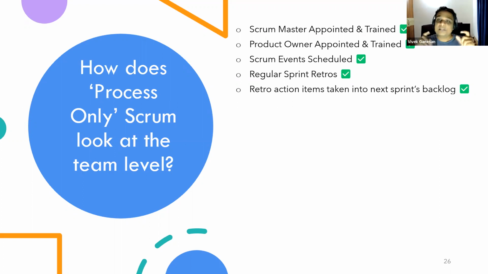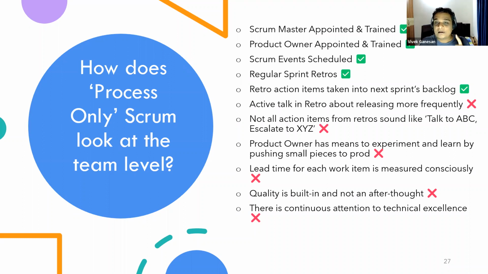Whereas if you really want to see what things are not done, there is a huge list that you can create, and this is that list. There is no active talk in retros about how we can release more frequently. Right now we are releasing maybe once in a month, or once in 3 months, or once in 2 weeks. How can we continuously improve on our release frequency? This is something that is missing in most of our process-only Scrum implementations. We hope that the team will get to that, but for some practical reasons, teams do not automatically start a conversation on this topic in retros.